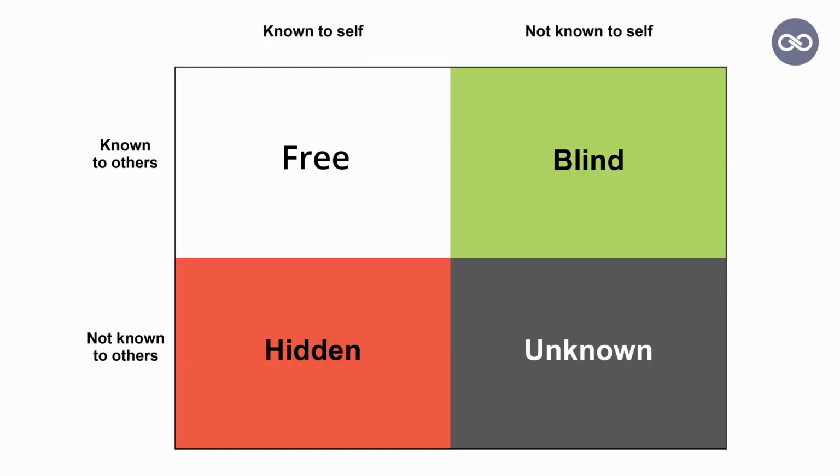It is essential to know that the size of each area is completely individual. Only in the illustration they are the same size. We decide ourselves how much we will share with others and how much we will become aware of ourselves. The goal is to make the known area as large as possible and the other areas as small as possible.